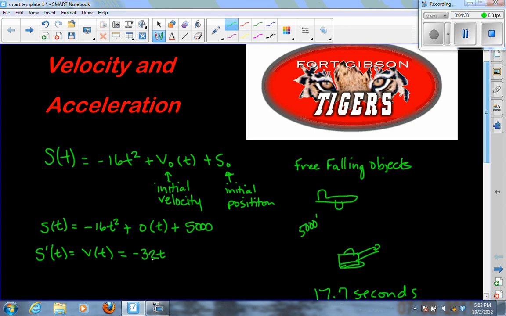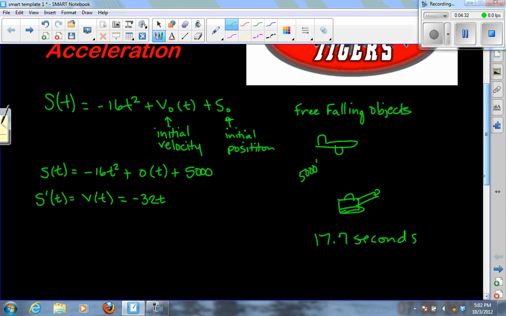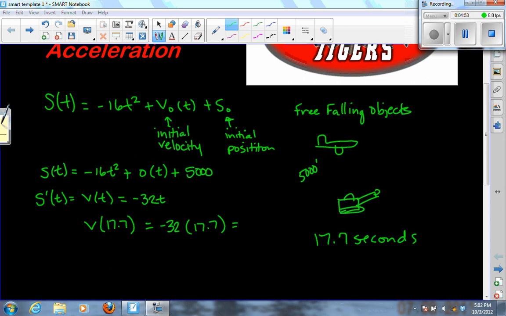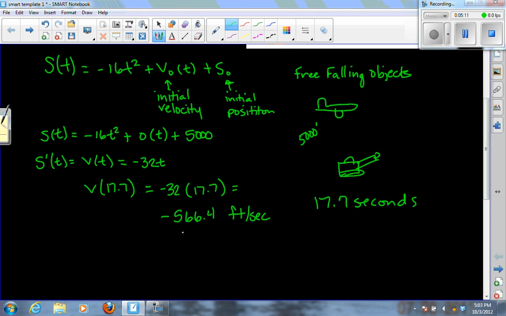So you see here I have a velocity function where if I wanted to know the velocity of this bomb at any time, I could plug it into this velocity function. So if I wanted to know the velocity when time is 17.7, which is when the bomb was on the ground, the velocity at 17.7 is negative 32 times 17.7, which is negative 566.4, and the units are feet per second. Since this is a rate of change, you're saying how many feet every second is the rate of this position changing, and that's this right here.